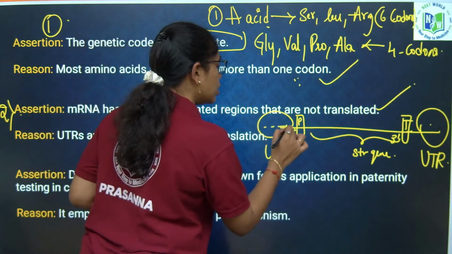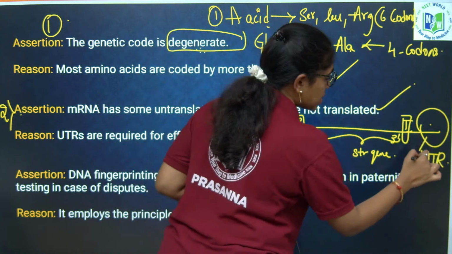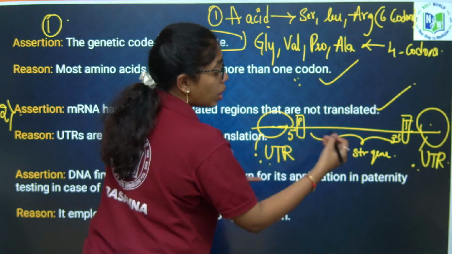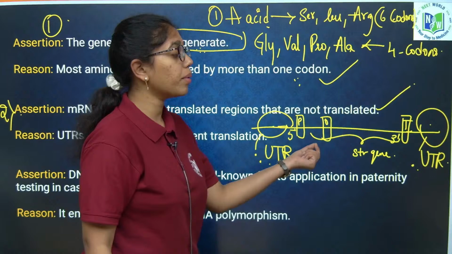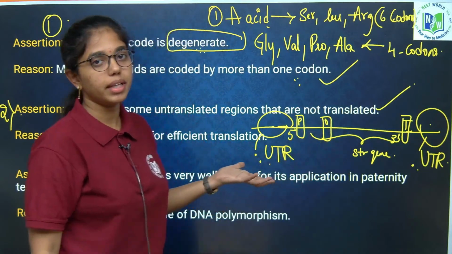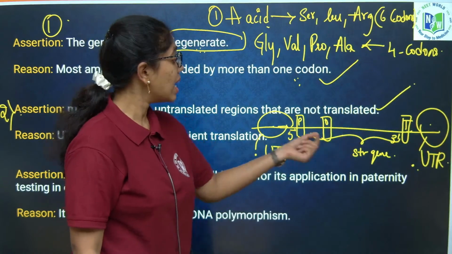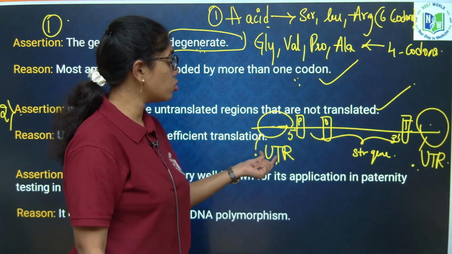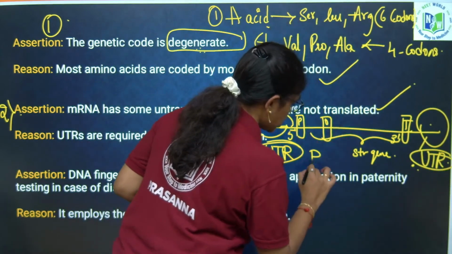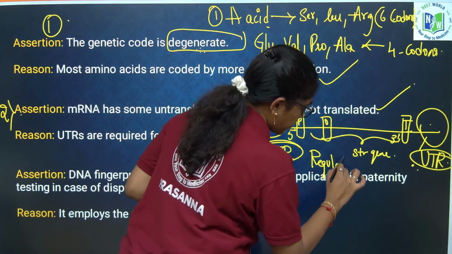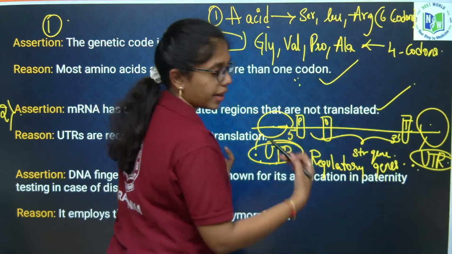These regions will release some regulatory sequences which will bind to the operator region of the structural gene. Either they can promote the process or they can inhibit the process. The regulatory genes are produced from the untranslated regions.